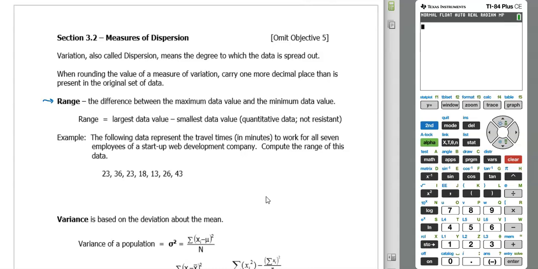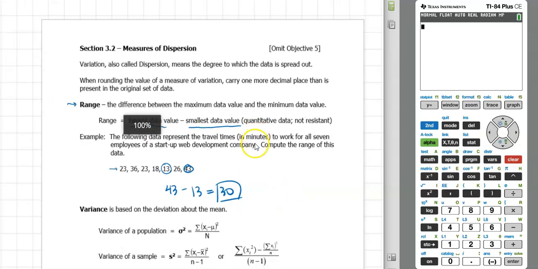And of course the range of the data values is just the difference between the largest data value and the smallest data value. So going back to the same data set from before, we have these 7 values of the commute times, and to find the range we should just find the largest data value in here, which is 43, and then the smallest data value, which is 13, and we will subtract them. 43 minus 13 is 30, so that would be the range. It's very simple, very familiar.